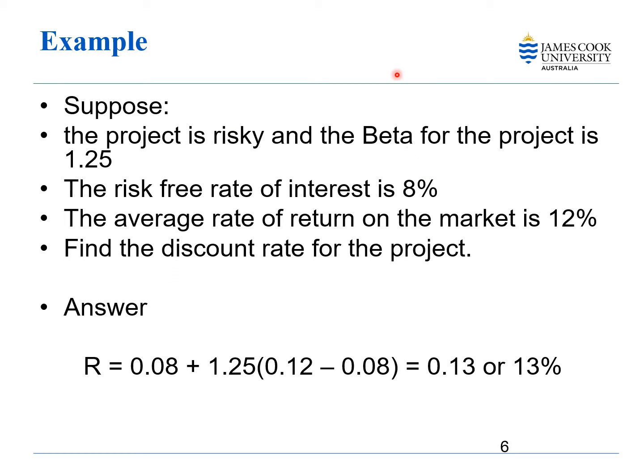For example, suppose the project is risky and the beta for this project is chosen to be 1.25, riskier than the market, and the risk-free rate of return is 8%. The average rate of return on the market is 12%. Then we can easily find the discount rate for this project, which is the risk-free rate, 8%, plus the beta, 1.25, times the market premium, 0.12 minus 0.08, which is roughly 0.13 or 13%.